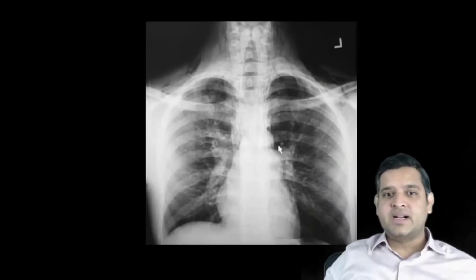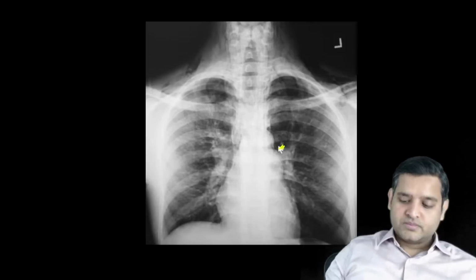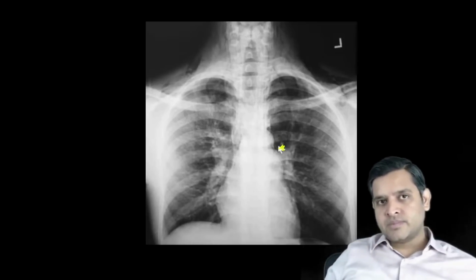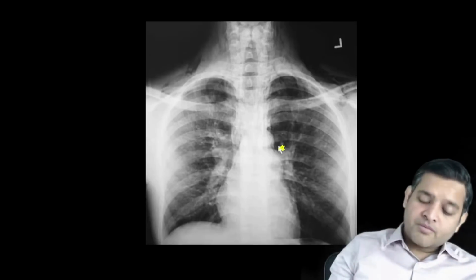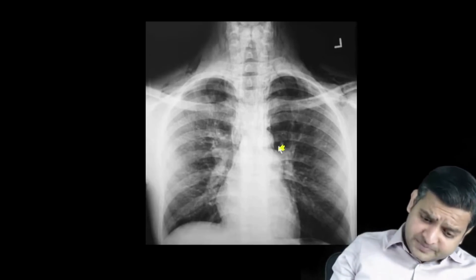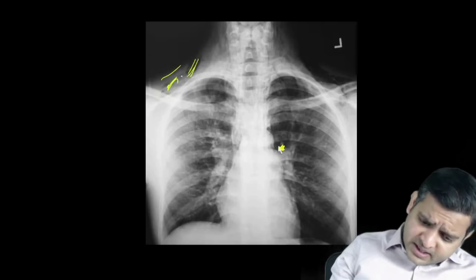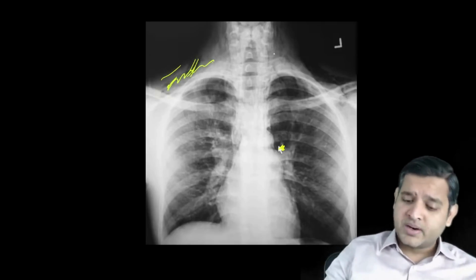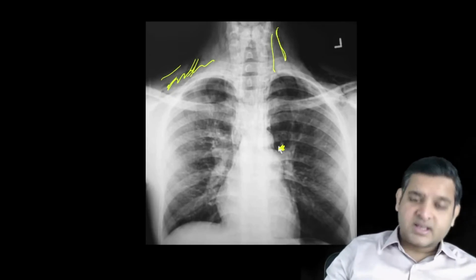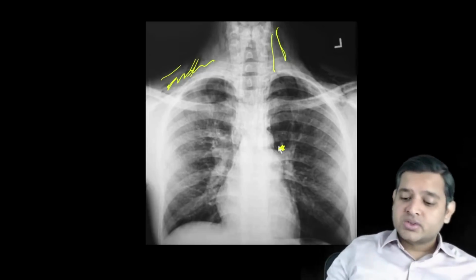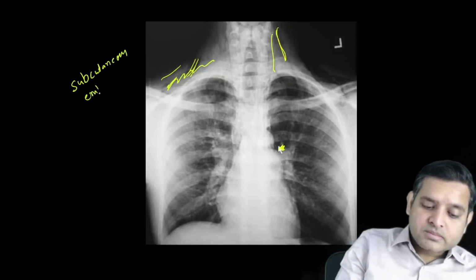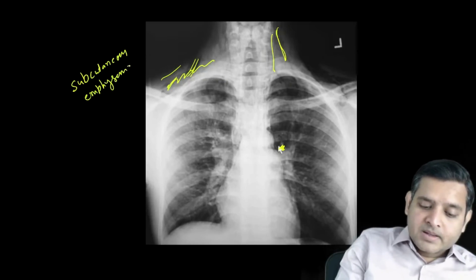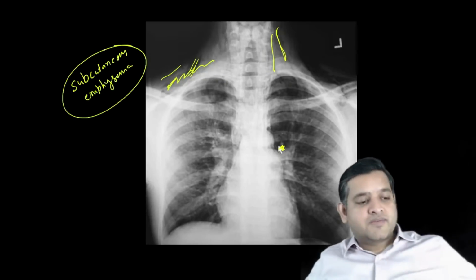Okay. Now, what do you see here? This is a slightly difficult image. Now, ignore this arrow. What we are seeing is air density present in the subcutaneous tissue here. So that's a classical image of subcutaneous emphysema. Please make a note of it.